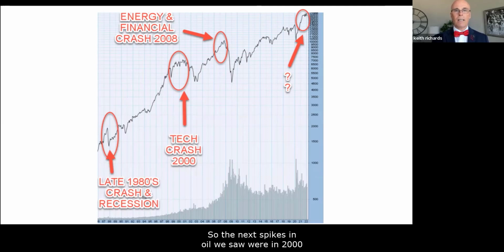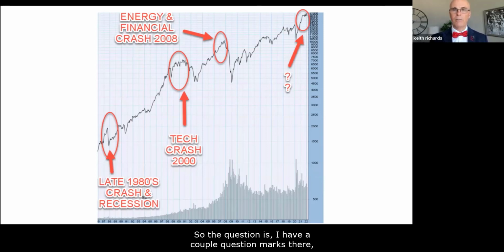So the next spikes in oil we saw were in 2000 and 2008. And we see that the stock market rolled over shortly after these spikes in oil. So there seems to be some relationship between oil and the economy and the stock market. And here we are right now. We've just seen a big spike in oil, as you saw on the last chart, a year-over-year spike. And of course, the stock market is a little spiky looking itself, isn't it?